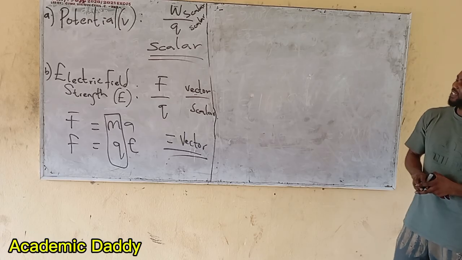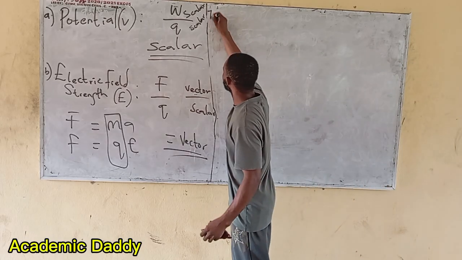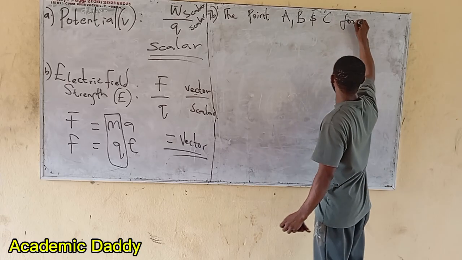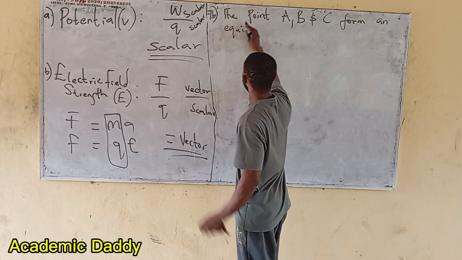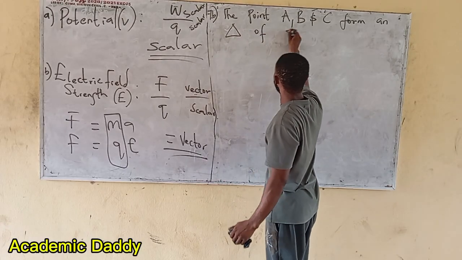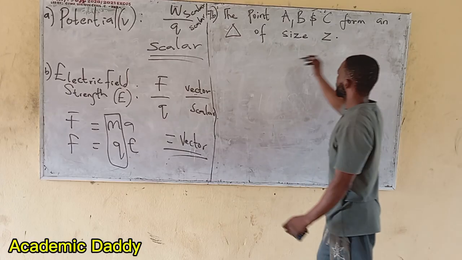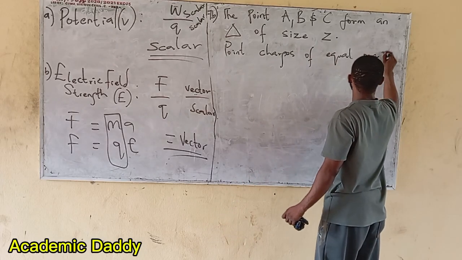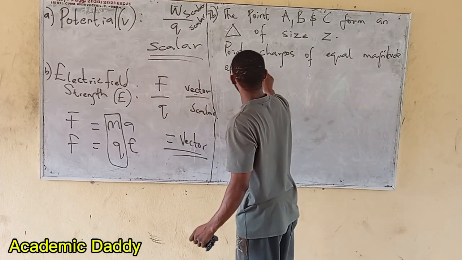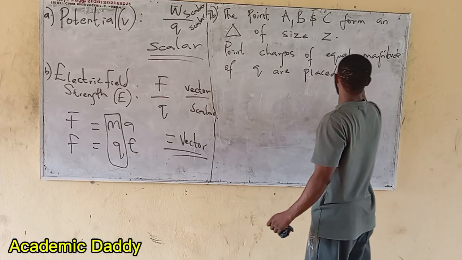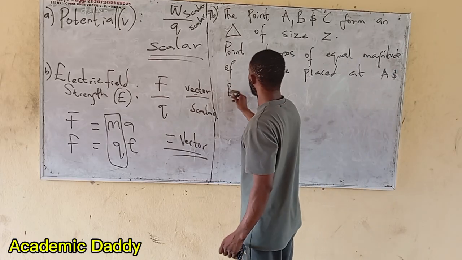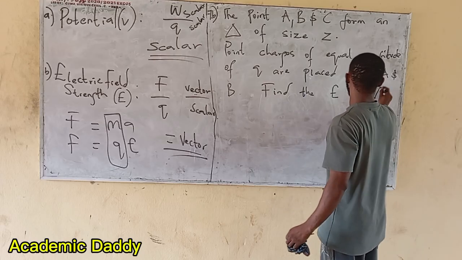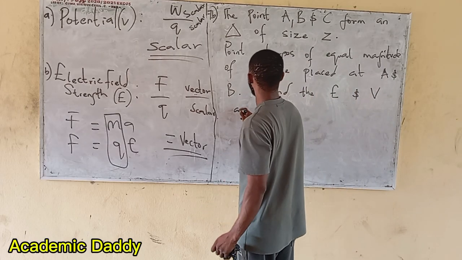Okay. Continue. Give me 7B. The points A, B, and C form an equilateral triangle of size Z. Point charges of equal magnitude of Q are placed at A and B. Find the electric field strength and the potential at C.